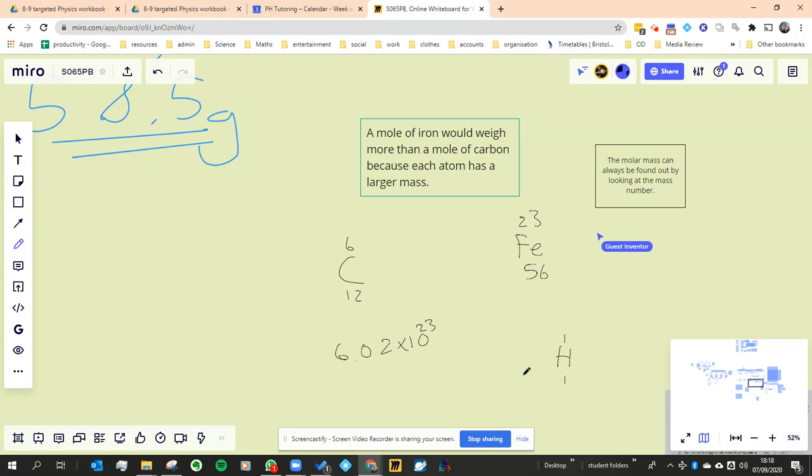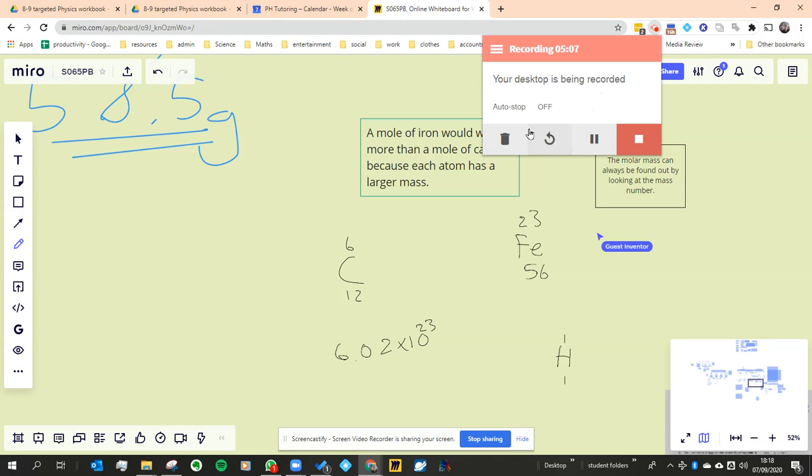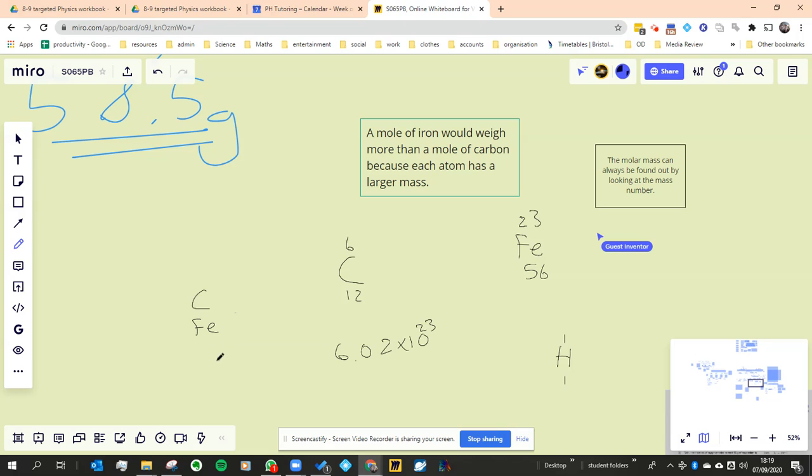So why is that? If I said, what's the formula? Basically, it comes down to this question. What's the formula of carbon? The formula of carbon is just C. What's the formula of iron? It is Fe. What's the formula of hydrogen? It's not H, it's H2, right?